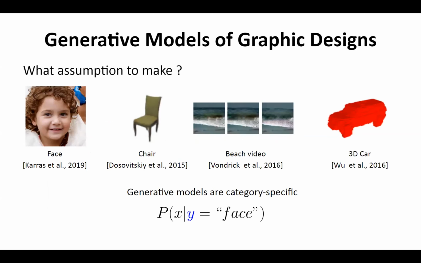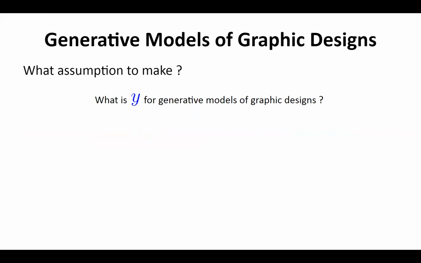To approach the first challenge, we explore whether it's possible to make some assumption to make the problem more tractable. We found that many existing deep generative networks are assumed to be category specific. Since the objects in the same category are similar, this greatly reduces the space of appearance and structure to model. We can view this as modeling a conditional distribution given the input variable y. For natural objects and scenes, y can be straightforwardly defined as semantic categories, for example, face and chair. But what y is for graphic design is not well defined.